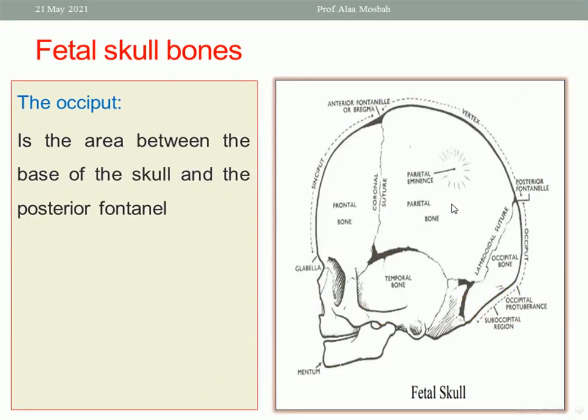So what is the occiput? The occiput is this area. Can you see it in dots? This is the occiput, containing the occipital protuberance, and this is the suboccipital region. All this area is called the occiput. It's the area between the base of the skull and the posterior fontanelle. This is the posterior fontanelle here. From the base of the skull to the posterior fontanelle, this part is called the occiput.